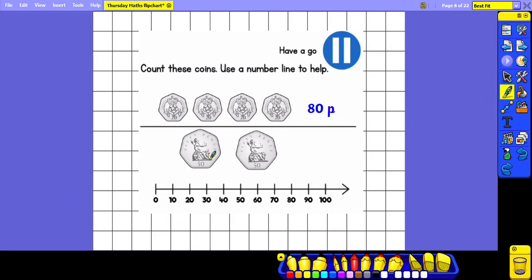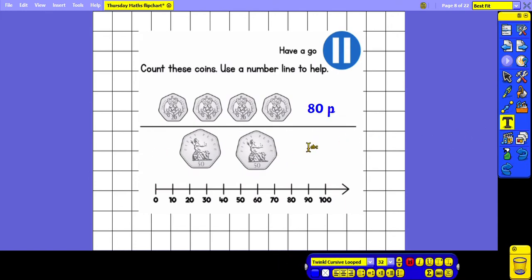And then with the 50 pences, I'm doing 1 jump to 50 and then another jump to 100 because there are 2 50 pences. So altogether, the value of the 2 50 pences would be 100 pence, but 100 pence is the same as £1. So we don't talk about 100 pence, we would say £1 instead, but it is the same as 100 pence.